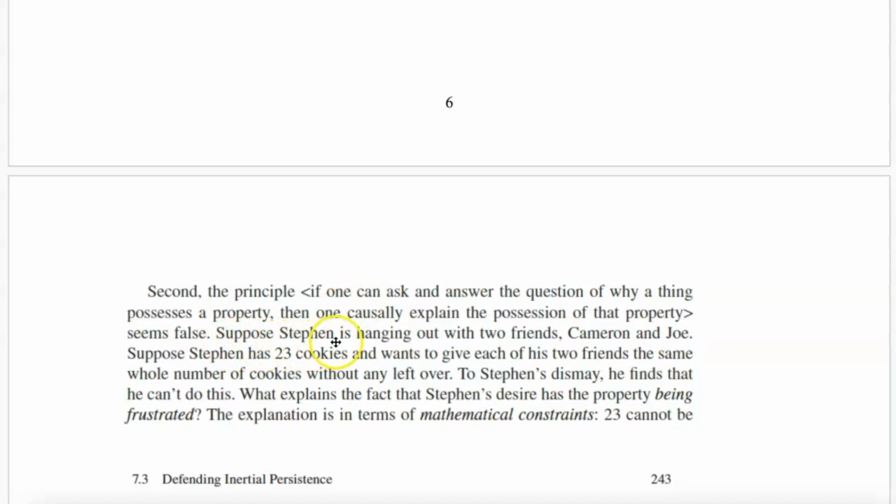So suppose that Stephen Woodford is hanging out with 2 friends, Cameron Bertuzzi and Joe, that is me. Suppose Stephen has 23 cookies and wants to give each of his 2 friends the same whole number of cookies without any left over.